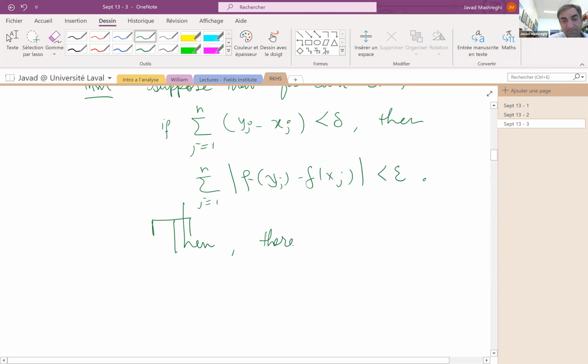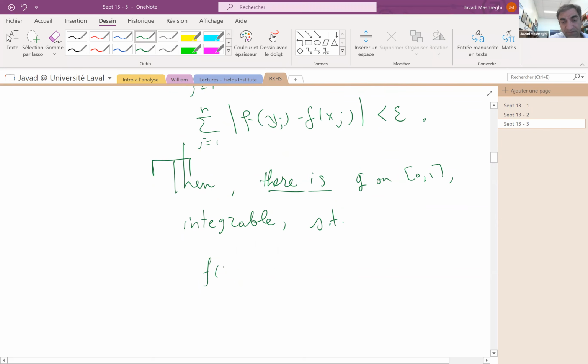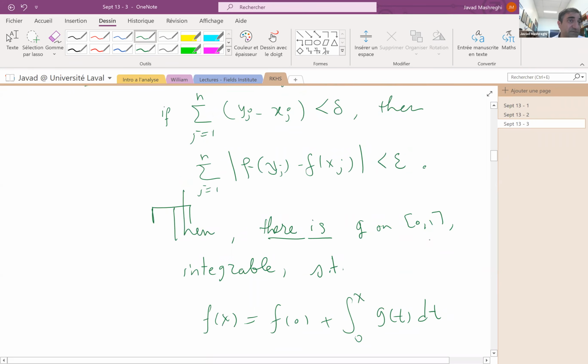Then there is, so it's an existence theorem, g on [0, 1], integrable, such that the representation works: f of x equals f of 0 plus the integral from 0 to x of g of t dt. That's a deep result. It's not trivial. It takes some time to prove it.